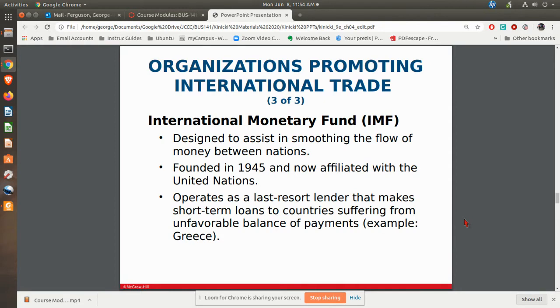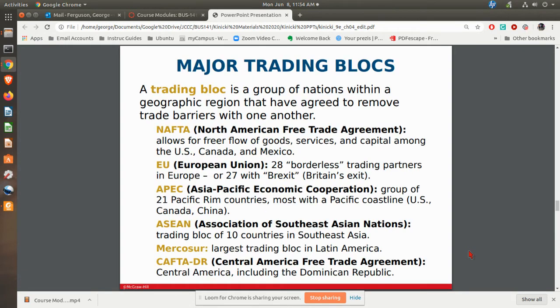Then you have the International Monetary Fund, which is kind of a lender of last resort for countries that are suffering from an unfavorable balance of payments. So, for example, they are constantly importing more than they are exporting, and they need to be able to finance the importation of those goods.